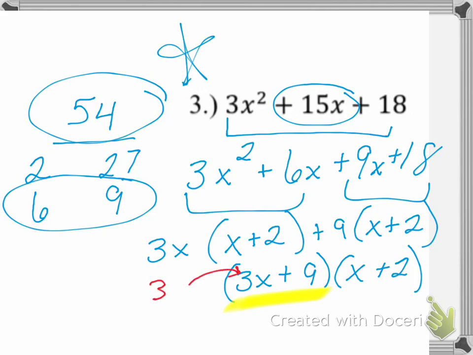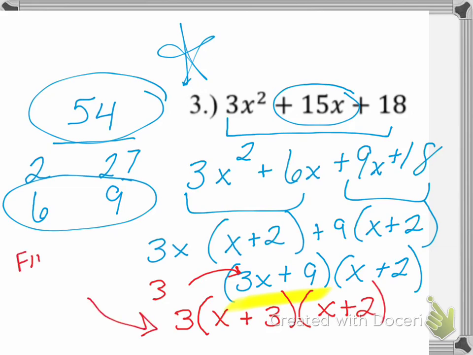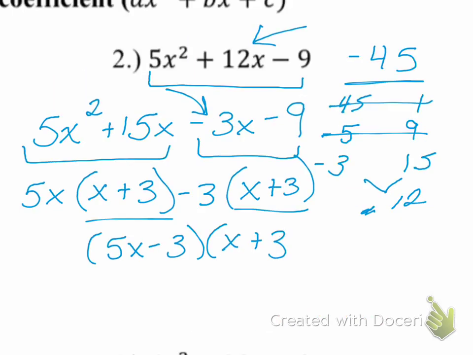So my answer would actually be 3, and then in parentheses, x plus 3 times x plus 2. This is my final answer. Okay, that is fully factored. Final answer. Okay, and now that I've noticed that, I kind of want to go back and make sure. Oh, I didn't close that parenthesis, sorry.